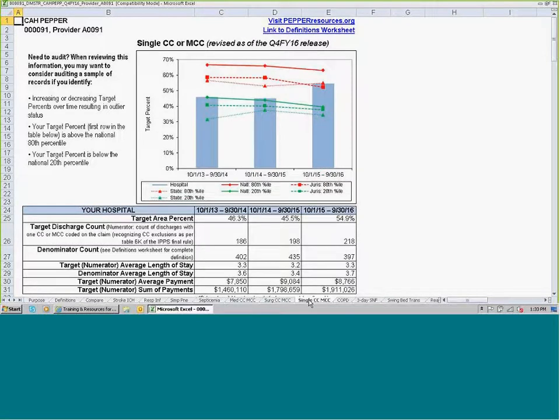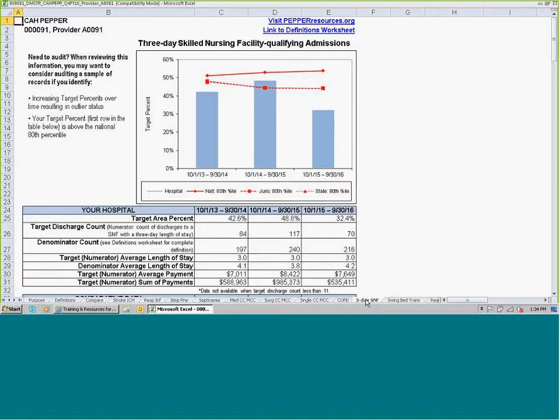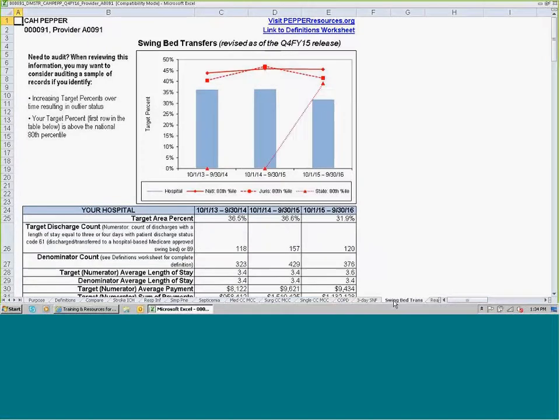This is single CC or MCC. This target area, 3-day stay, 3-day skilled nursing facility admissions is also in the short-term reports, but it's intended to look at instances where there was a 3-day stay and the patient goes to a skilled nursing facility after discharge. Swing bed transfers is a target area that is specific to critical access hospitals. This is not in the short-term acute care PEPR, and it's also developed to monitor a similar concern. Admissions to qualify for a SNF or a swing bed admission.